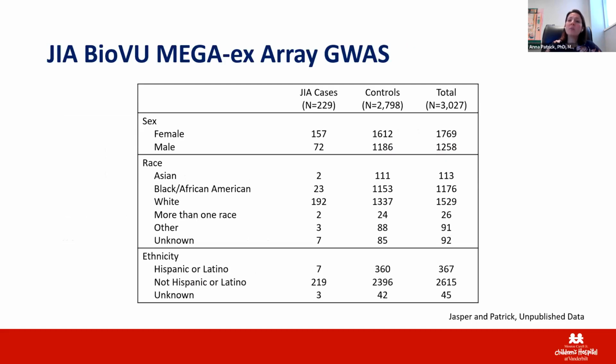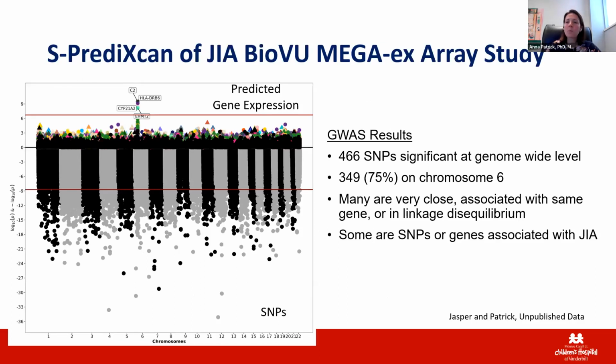So to study the genetically predicted gene expression in our highly accurate BioView JI cohort, we first performed a GWAS and applied the results in the PrediXcan pipeline. Dr. Jasper performed filtering and quality control of the MegaX array data. The final cohort characteristics are shown here. She then completed a genome-wide association study and PrediXcan of this data.